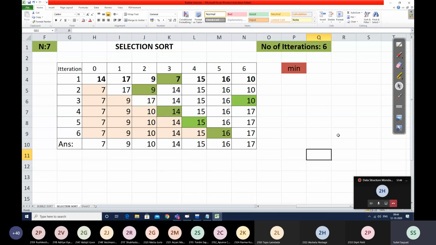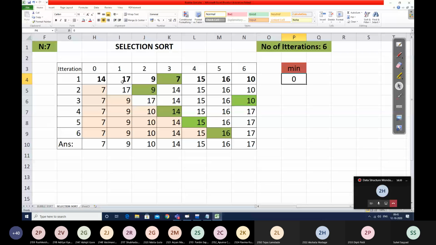Are you getting this, my dear students? Initially, I assume mean as 0. Then I compare A of mean with A of 1. What do I compare? I compare A of mean. What is A of mean? A of 0, that is 14. That I compare with A of 1. What is A of 1? 17.